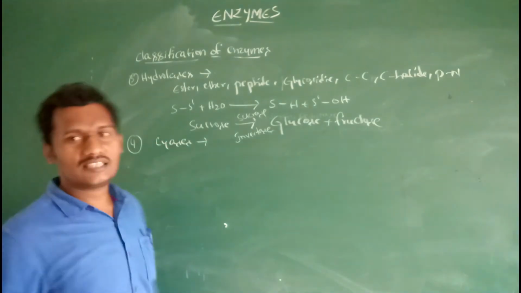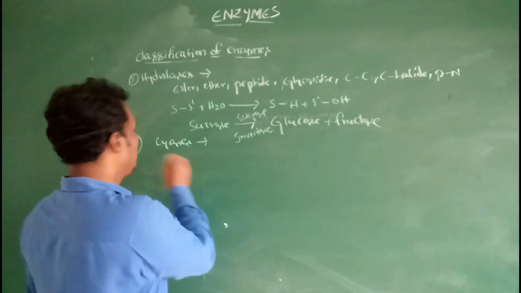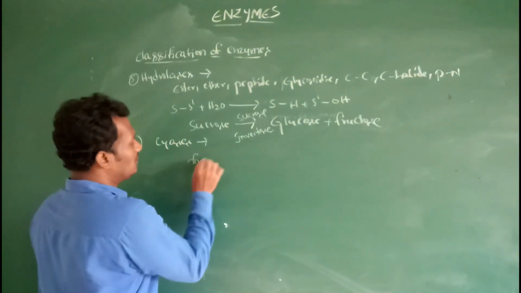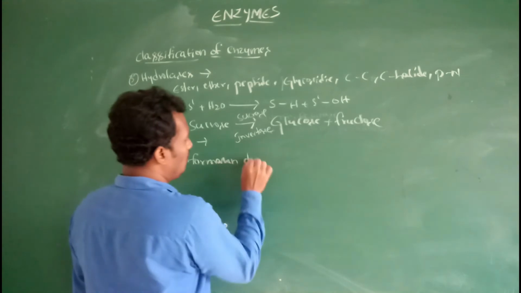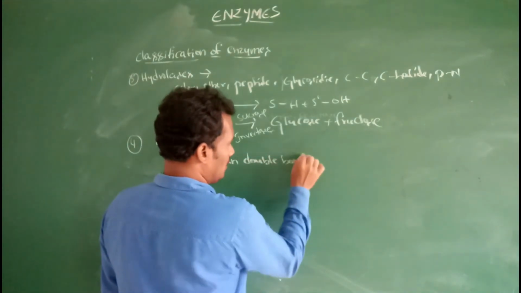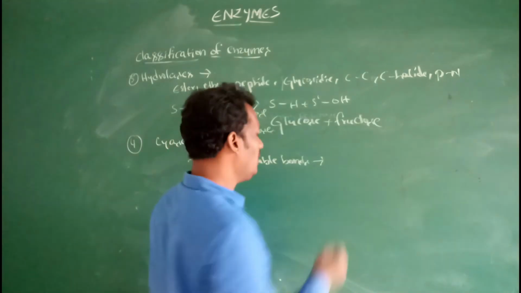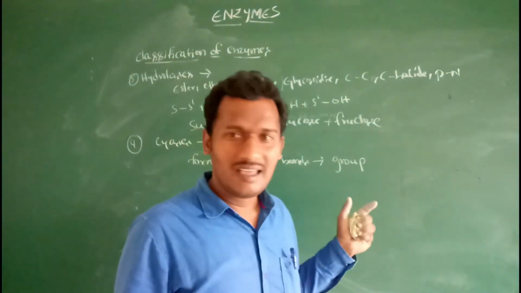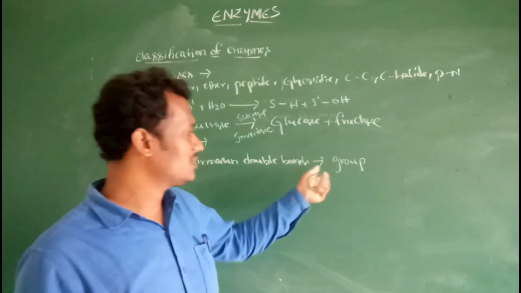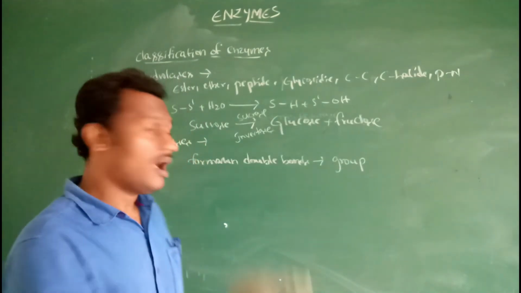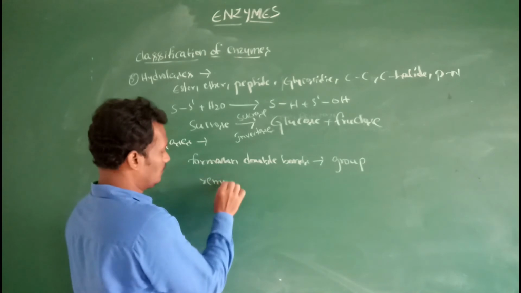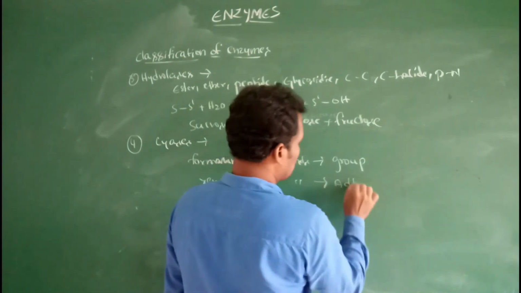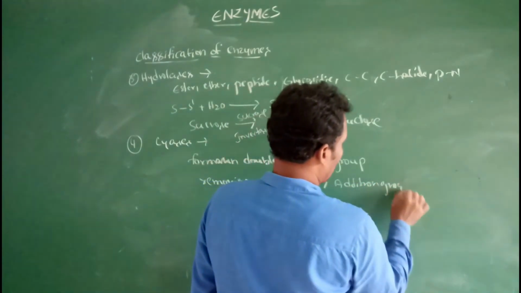Lyases. The fourth class of enzyme is lyases. These types of enzymes catalyze the reactions of formation of double bonds by removing groups, or removing of double bonds by addition of groups.